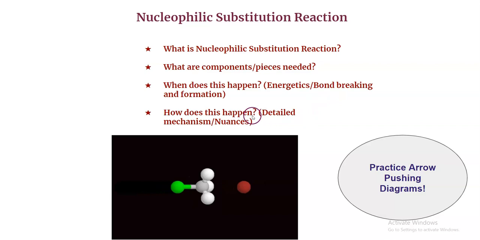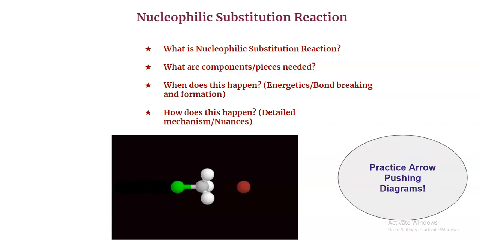And like I mentioned before, I'm going to talk about how do nucleophilic substitution reactions happen. We are going to talk about the mechanism. We are going to talk about the nuances. Okay, we are going to talk about the SN1 and SN2, the one-step and two-step reactions of nucleophiles. And for this, you need a lot of arrow pushing diagram practice. So I want you to practice the arrow pushing diagram.